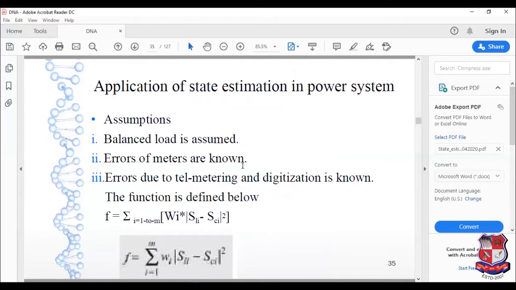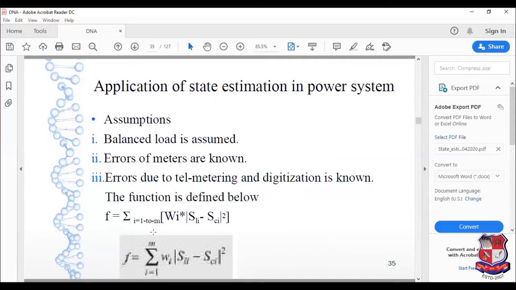Now let's discuss the most awaited thing, how we can apply state estimation in power systems. For that we have to make a few assumptions. First, we have assumed that the load is balanced, meaning at every phase the connected load is equal. Errors of meters are known, as well as telemetering error and digitization. So by the second and third assumptions, we can say that the weighting factor is known to us, or it is easy to calculate the weighting factor for each measured variable or instrument.